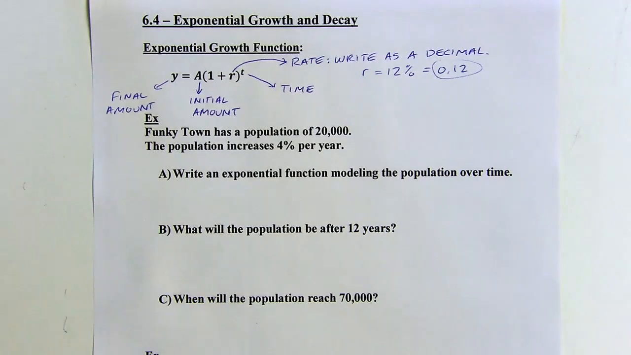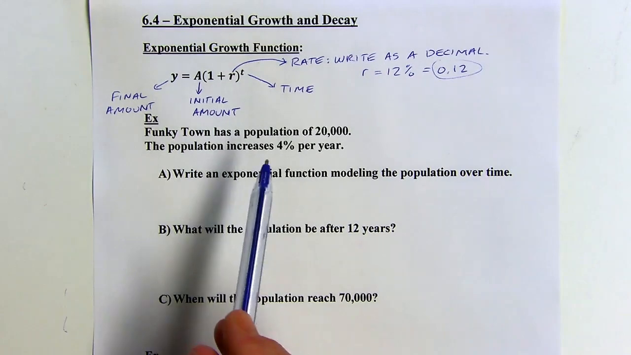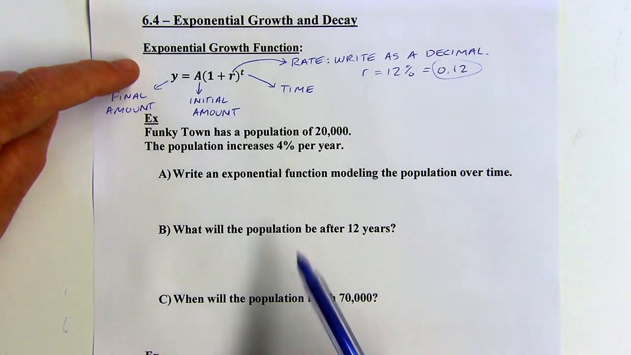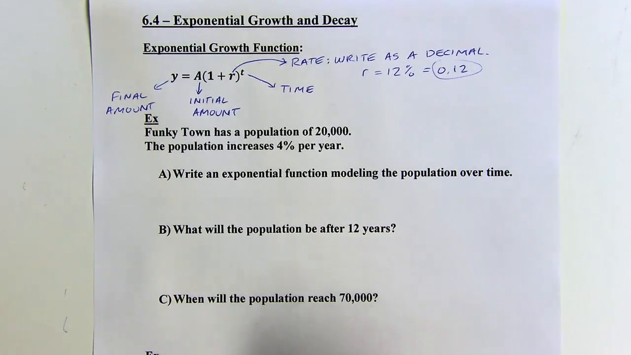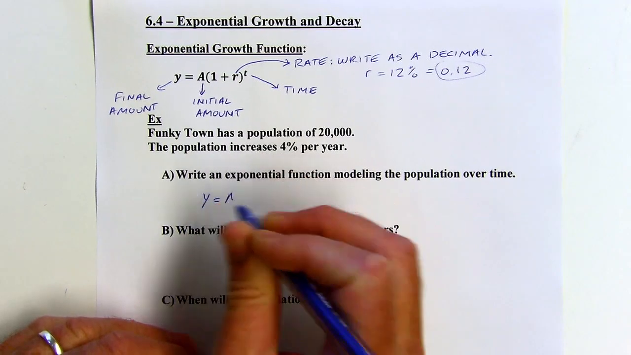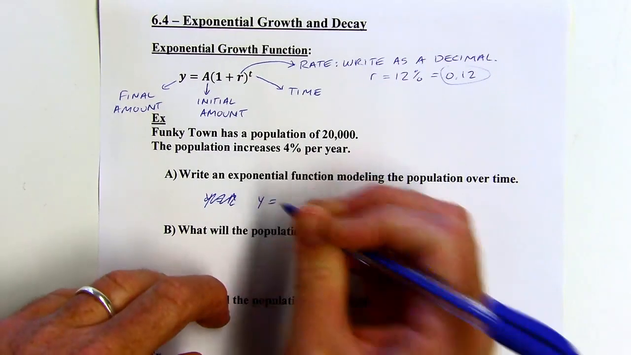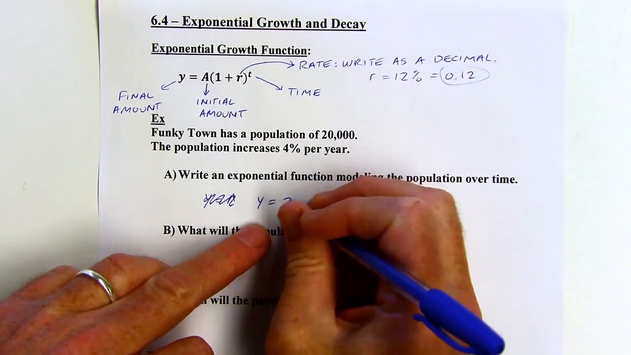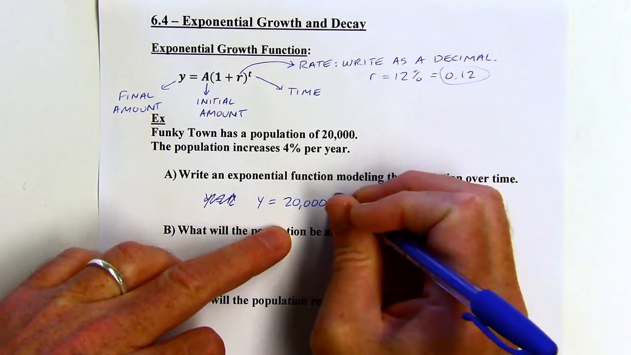All right, so let's try it out. Funky Town has a population of 20,000, and the population increases at 4% per year. So first we're going to just write an equation, an exponential function modeling the population over time. We do know the beginning amount. I'm using this formula here. We don't know the final amount because we don't know how much time we're talking about, but we can plug 20,000 in for the initial amount, all right?